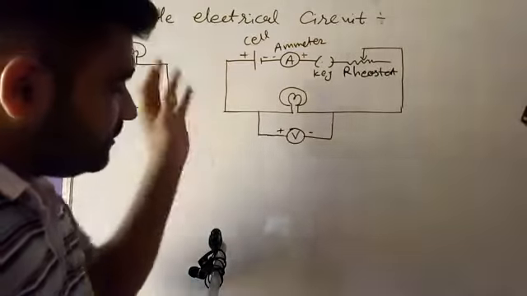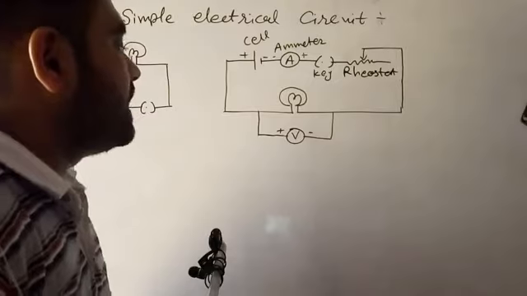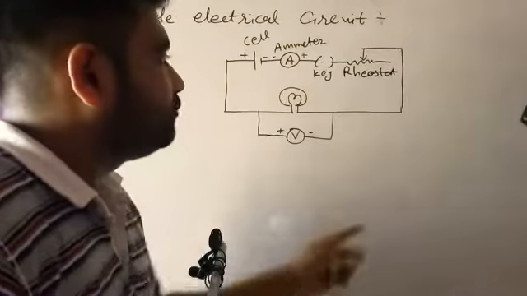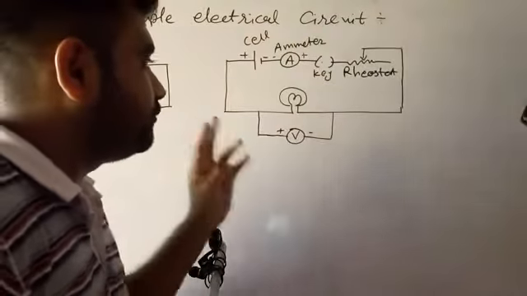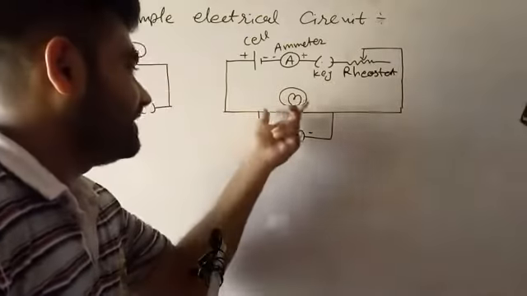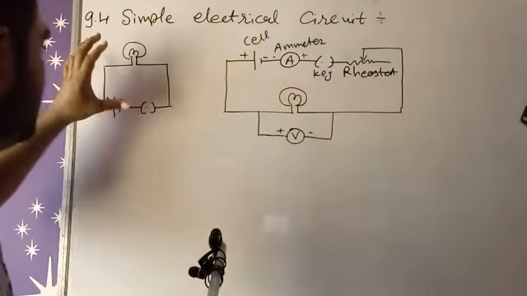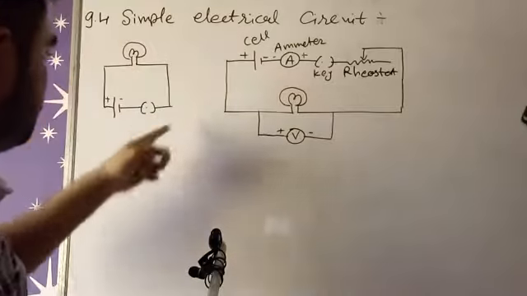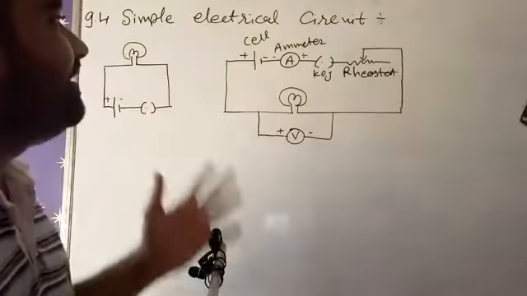Now whenever we close this key, current starts flowing. Whenever current is flowing through this circuit, the ammeter deflects according to the current flowing through it, and the voltmeter also deflects according to the potential difference between these two points. Similarly, whenever the key is closed, current flows through this circuit and the bulb glows. So that's the simple electrical circuit.